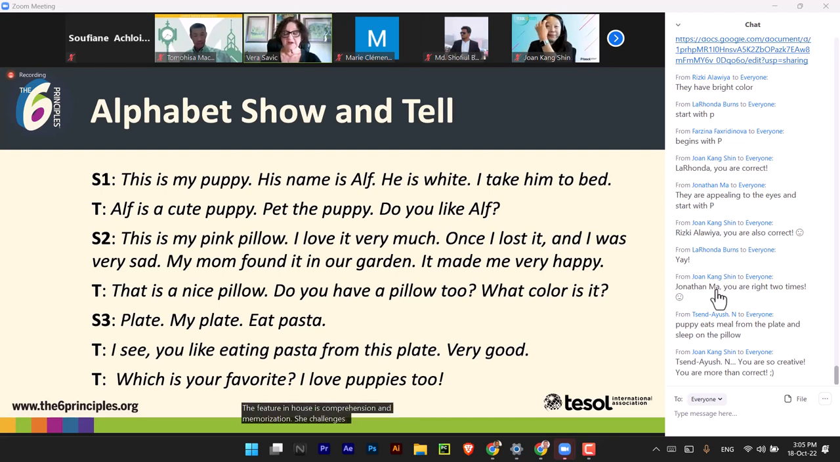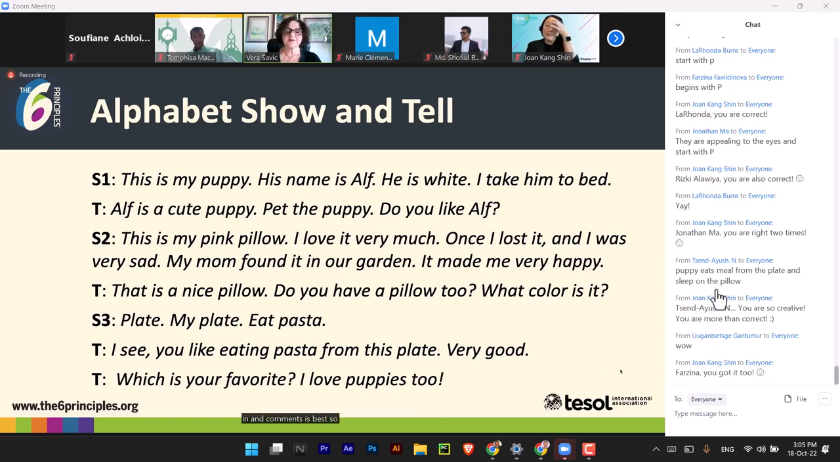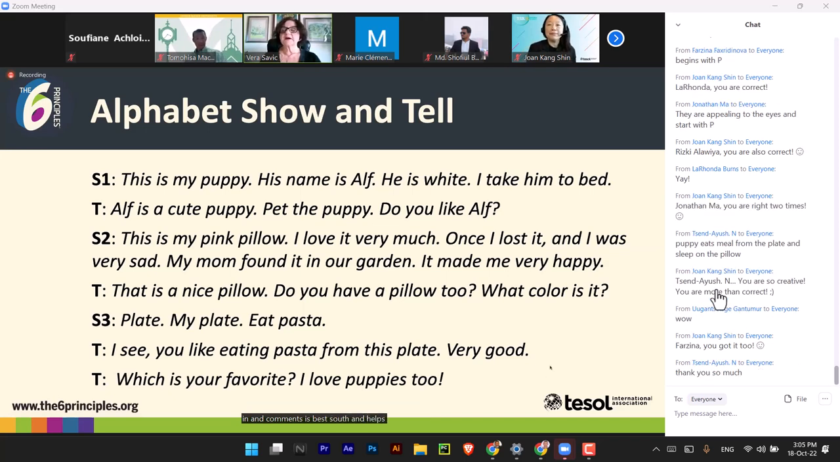She challenges children cognitively by introducing the alphabet and also projecting the new vocabulary on the wall so they can start to learn to read. This further prepares children for literacy development in primary classroom. Also, teacher's feedback aims to assure children of their effective communication skills, even when their utterances are one or two words long. By doing this, the teacher assesses her learners in the way that is appropriate for them and builds them up, enhances their self-esteem and helps them focus on English development further.